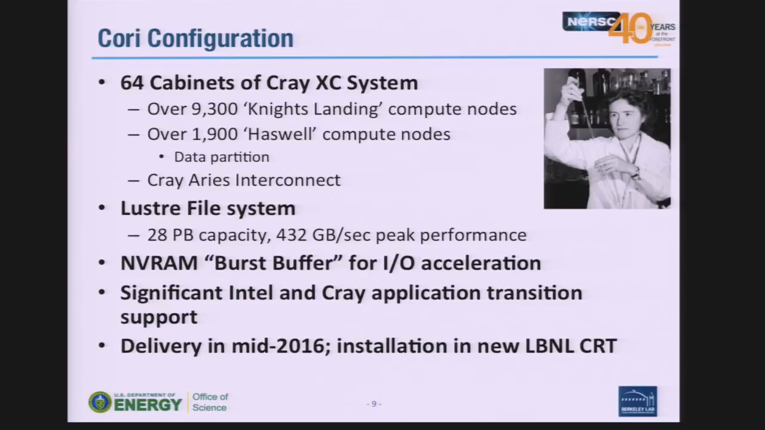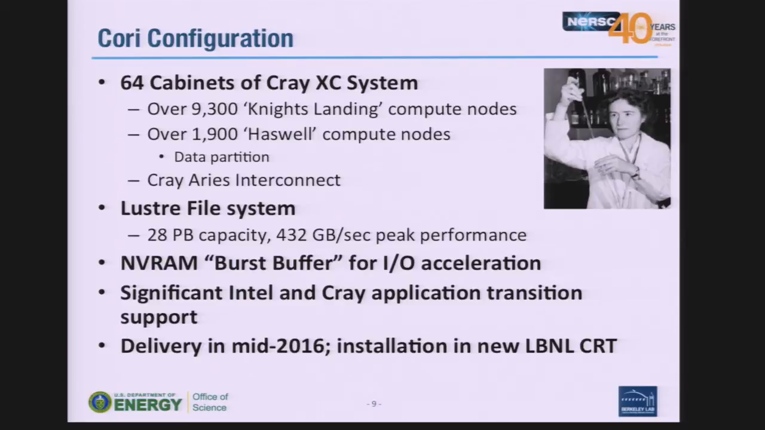And we're going to have over 9,000 of these Knights Landing processors. So Knights Landing, and I'll talk about next, is the next generation Xeon-Phi architecture after Knights Corner. We'll also have some Haswell nodes on there as well. It will use a Lustre file system, 28 petabytes of disk, close to a half a terabyte of I/O bandwidth.